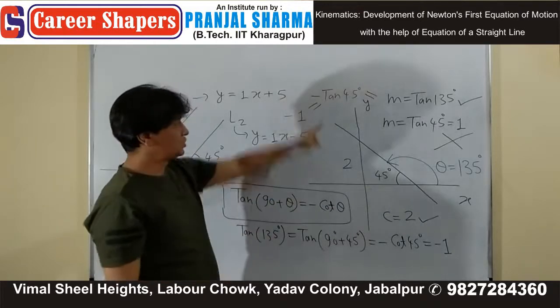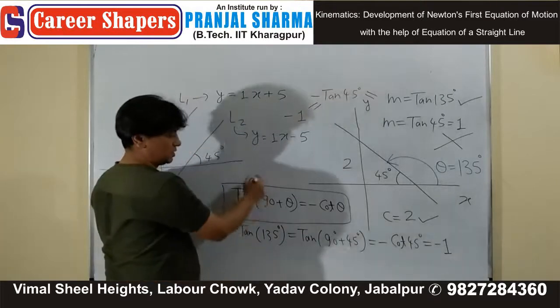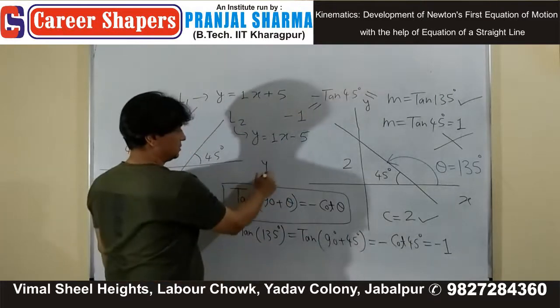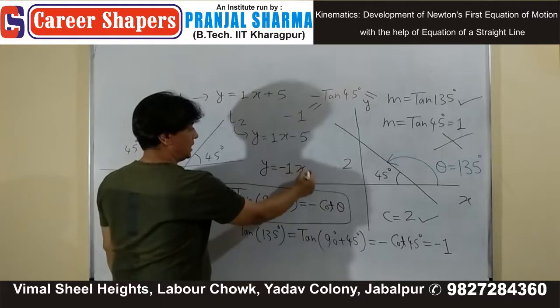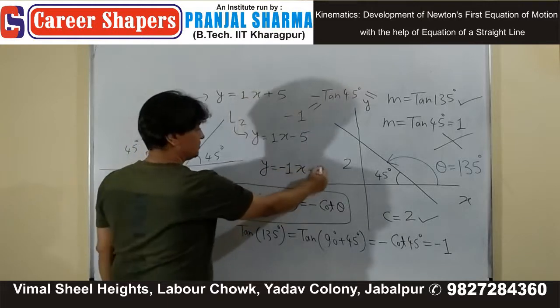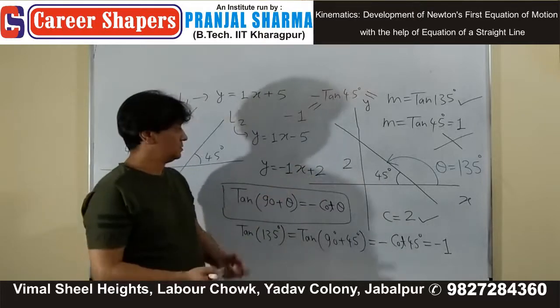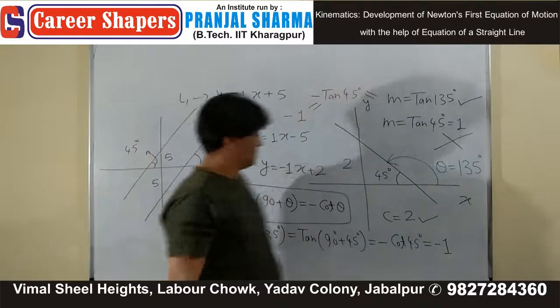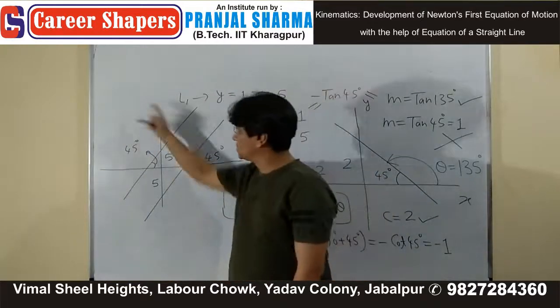So, once you say m is -1, equation is -1x plus intercept 2. That's the equation. Note down this and answer this.